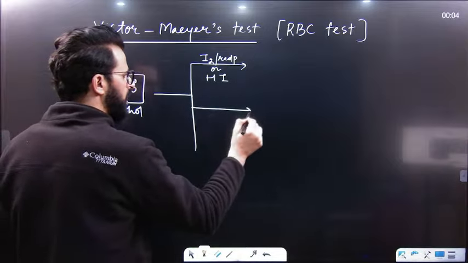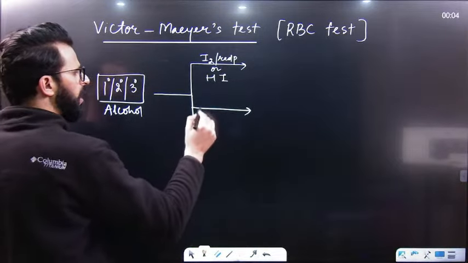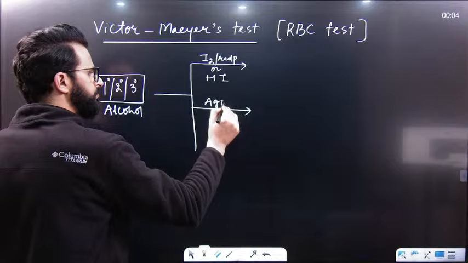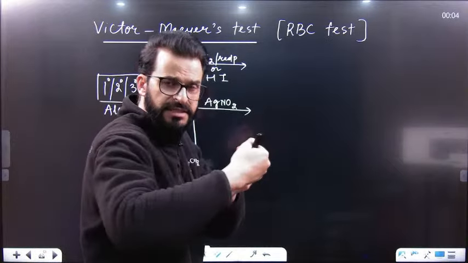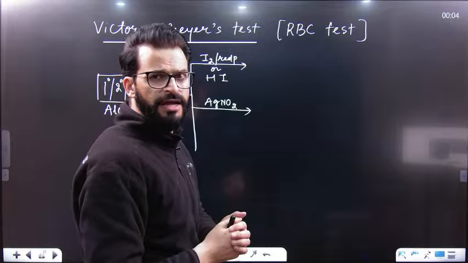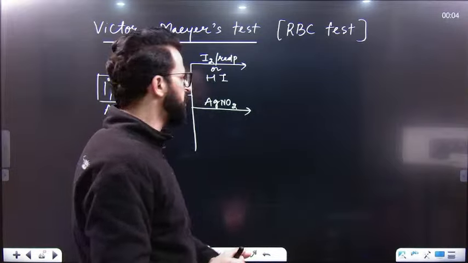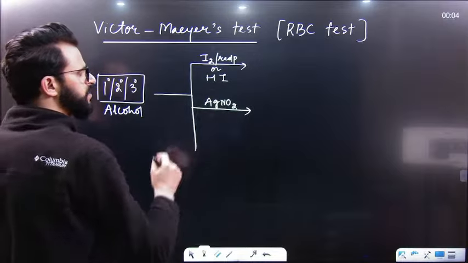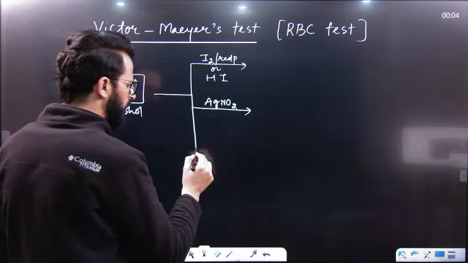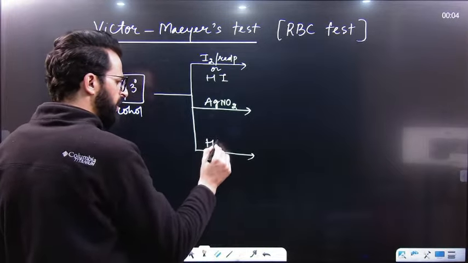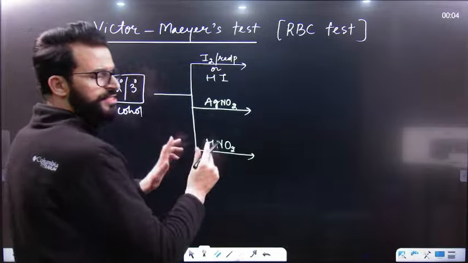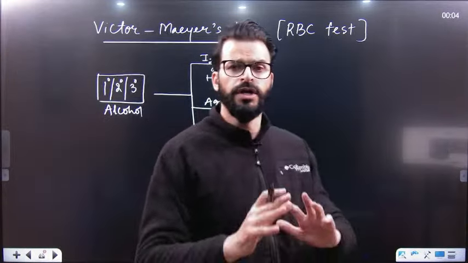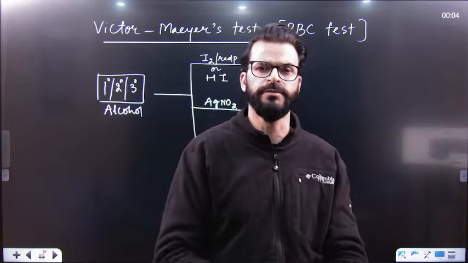After that, you have to use AgNO2. With the alkyl iodide formed, Ag will react with I and AgI will be precipitated, and the I will be replaced by nitro. So nitroalkane will be formed. After that, we will add HNO2. If tertiary alcohol is there, HNO2 will not react. So nitroalkane will be there, and the solution will be colorless.